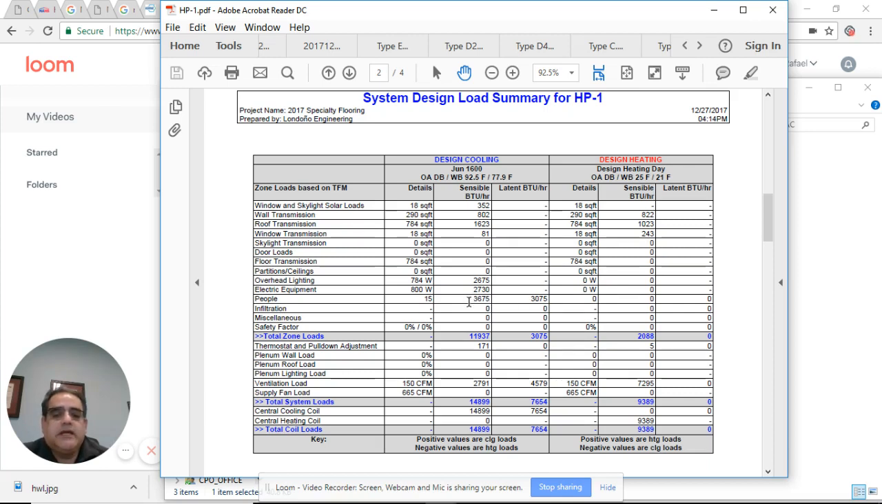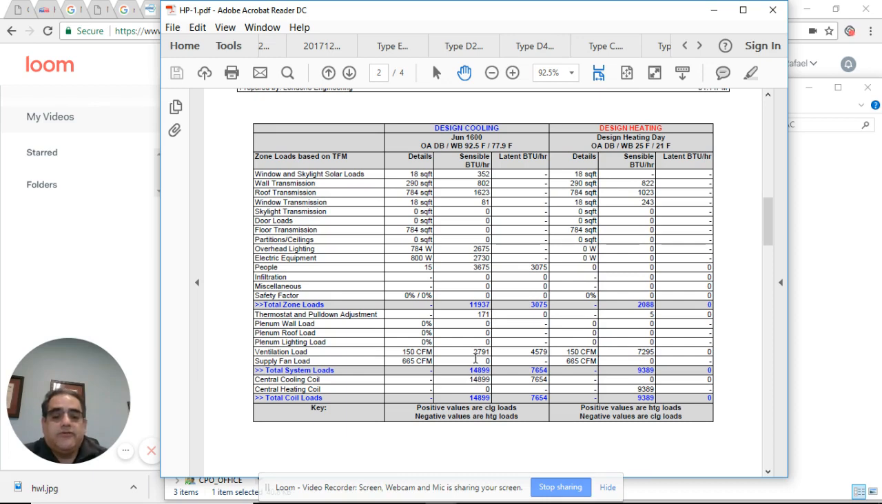If you notice, there's latent heat in people load, and then we come down here to other loads. The ventilation air for the outside air, 150 CFM, also has latent load. It has more latent load than sensible load. So that's the humidity load, and this is the actual heat load of that air. And of course, if you notice, that's 45 plus 27. That's something in the range of 7,200, something like that, 7,300 or 7,400.